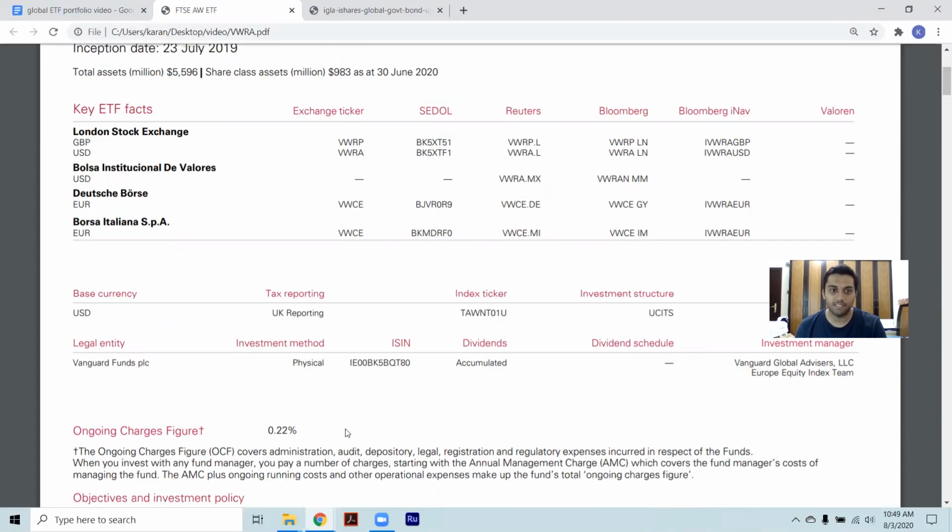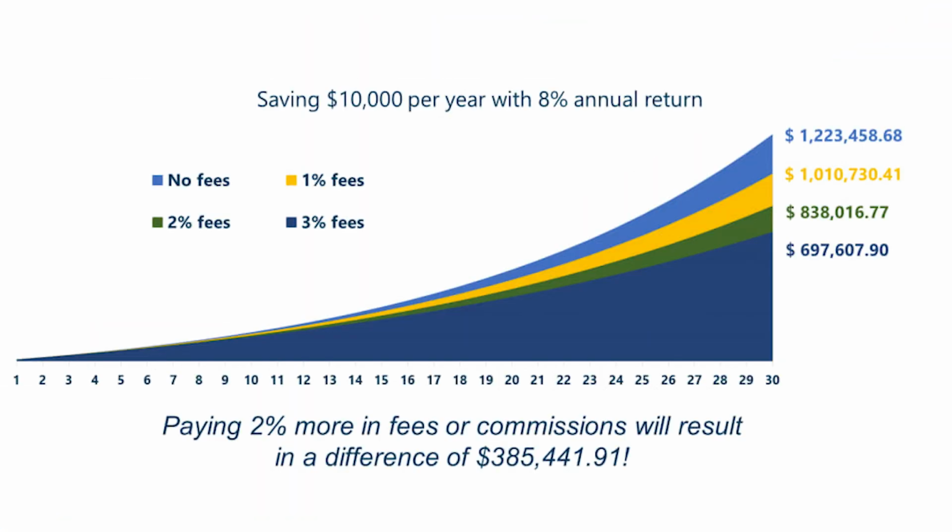So the next factor we can look at in this fact sheet is the fact that the charges for this particular ETF are at 0.22% annually. What this translates to is that for every $10,000 invested in this ETF, you pay $22 annually. So you can see this graph here that shows the impact of fees. You could pause here and actually look at the values by showing how much even a small increase in the fee results in a huge change in the final value of your investment.